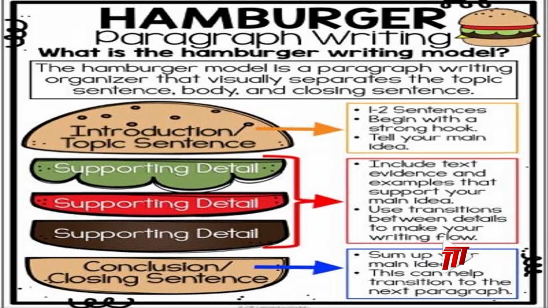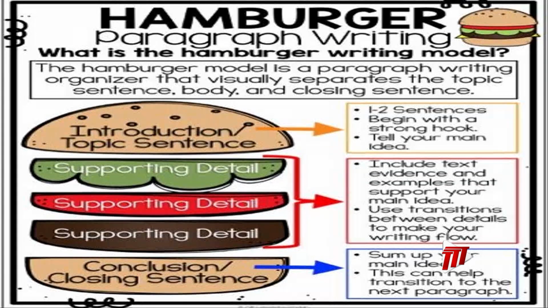And we use our transitions between details to make your writing flow. And we went over the transitional words. What are some? Yes, it's firstly, you have next, you have then, you have lastly, you have finally. And there are more transitional words you can use. You can research transitional words, and you will get lots of transitional words to use to make your sentences flow, to make your ideas flow. And lastly, we sum up our main idea with this sentence. This can help transition to the next paragraph.